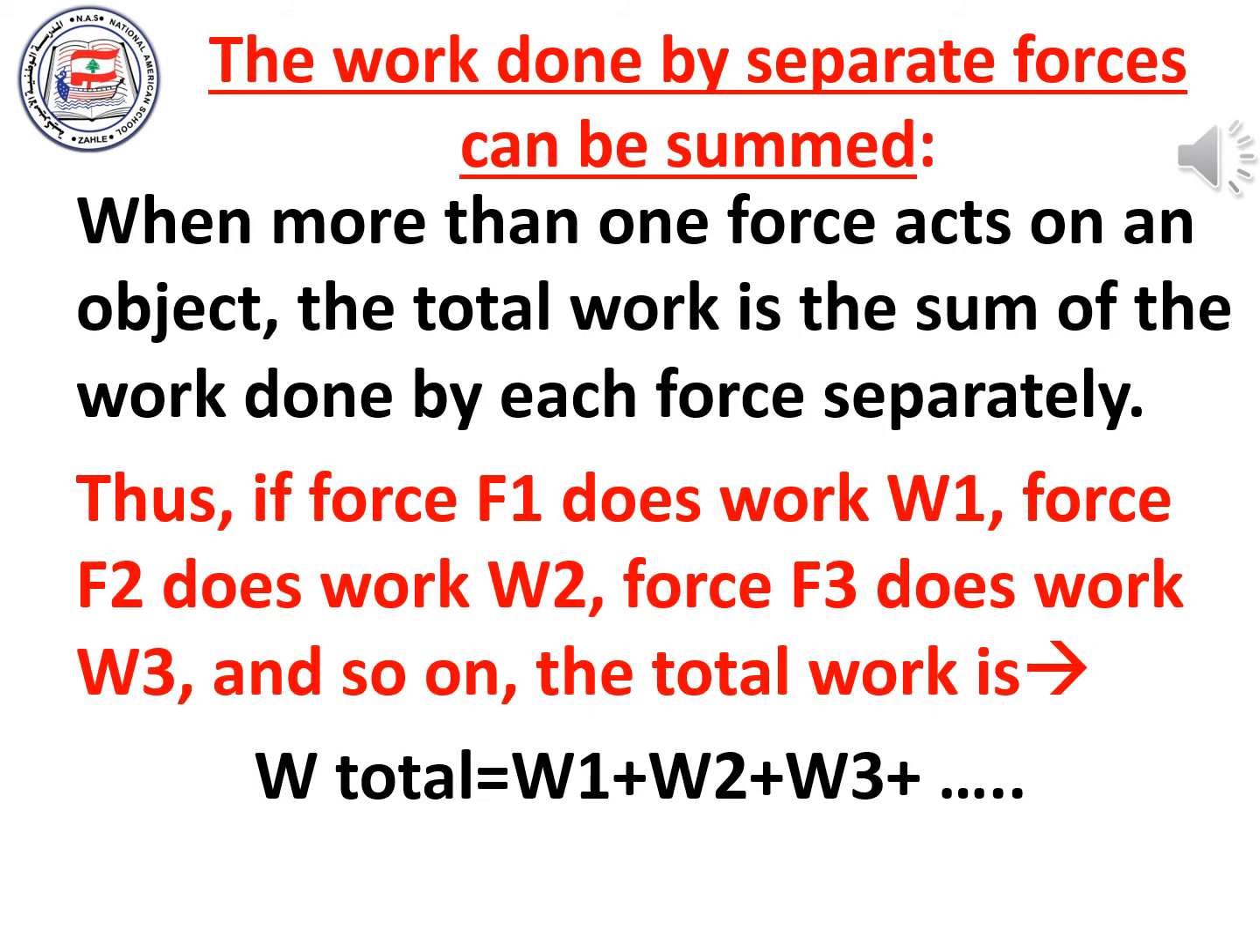The work done by separate forces can be summed. When more than one force acts on an object, the total work is the sum of the work done by each force separately. Thus, if force F1 does work W1, force F2 does work W2, and force F3 does work W3, and so on, then the total work is equal to W1 plus W2 plus W3, and so on.